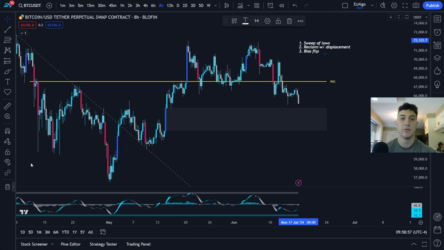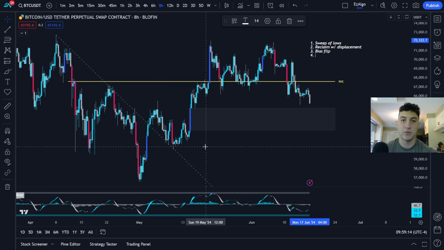So there we go. We saw sweep of lows, reclaim with displacement into a bias flip or market structure shift. I call it a bias flip. Makes a little bit more sense in my head. All right, number 4, we want to see a retrace into that fair value gap.